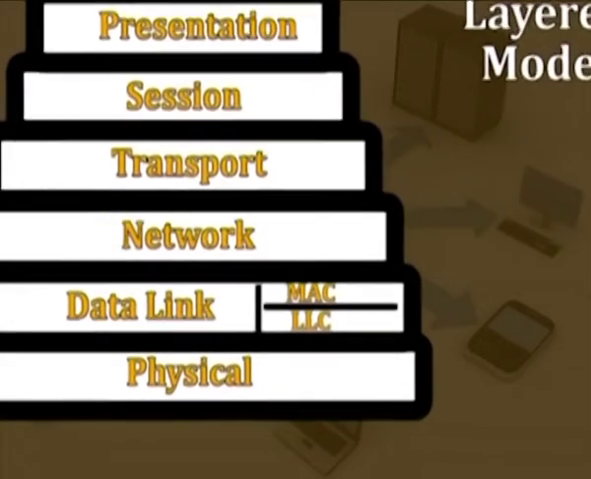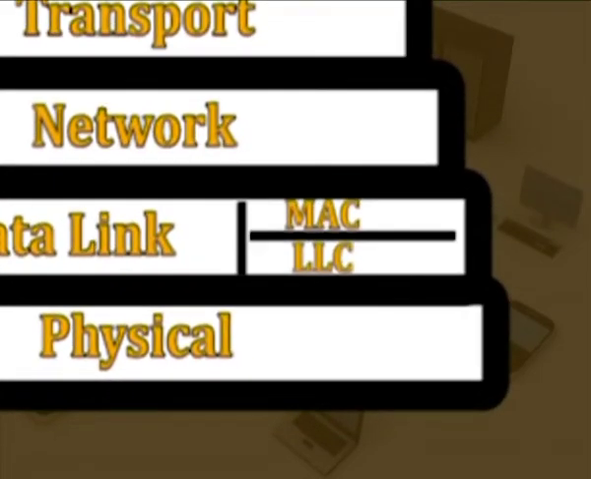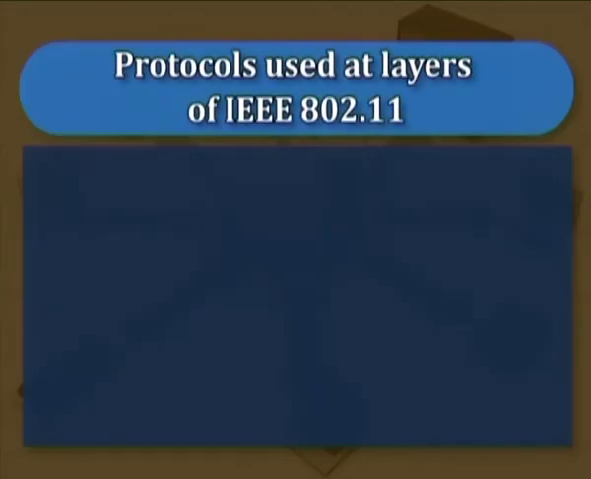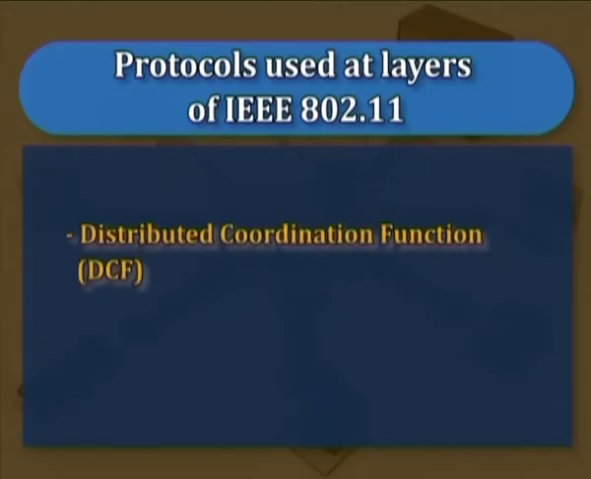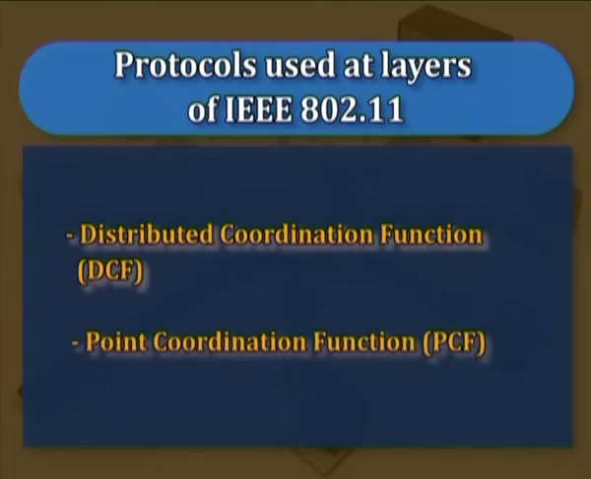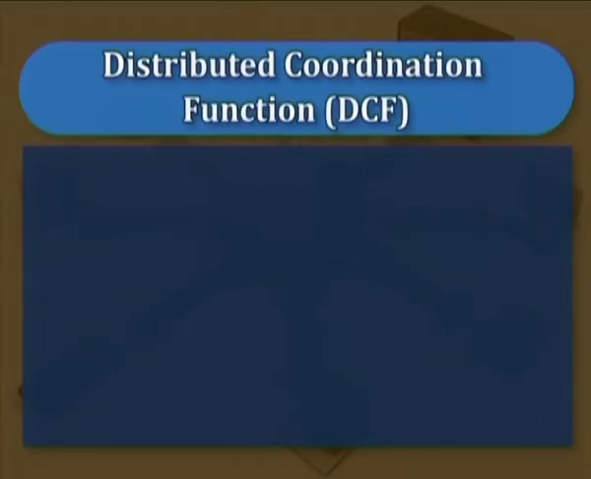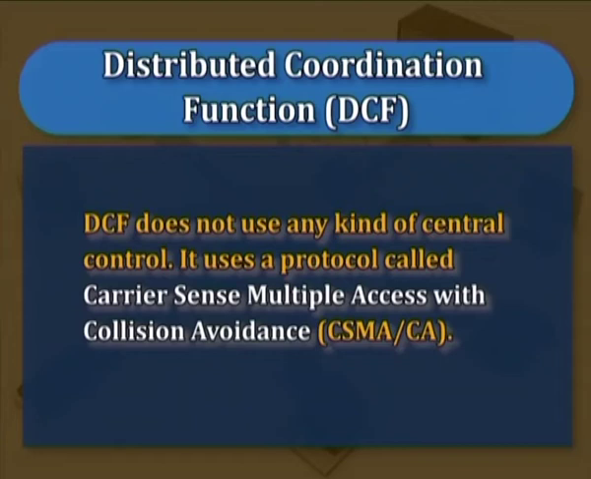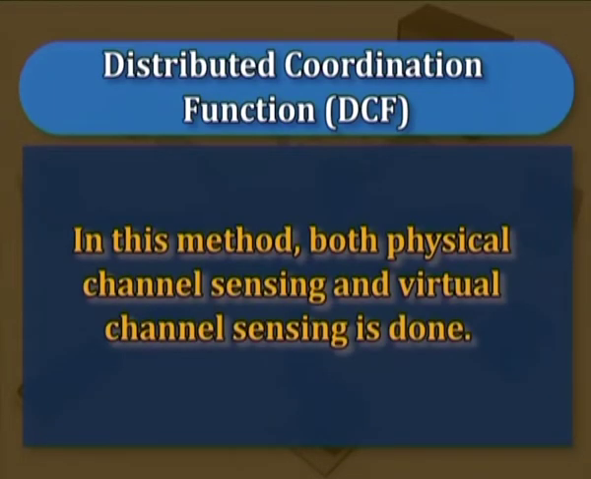In MAC layer, IEEE 802.11 uses two modes of operations. The first is called distributed coordination function, DCF, and the second is point coordination function, PCF. DCF does not use any kind of central control. It uses a protocol called carrier sense multiple access with collision avoidance, CSMA/CA. In this method, both physical channel sensing and virtual channel sensing are done.